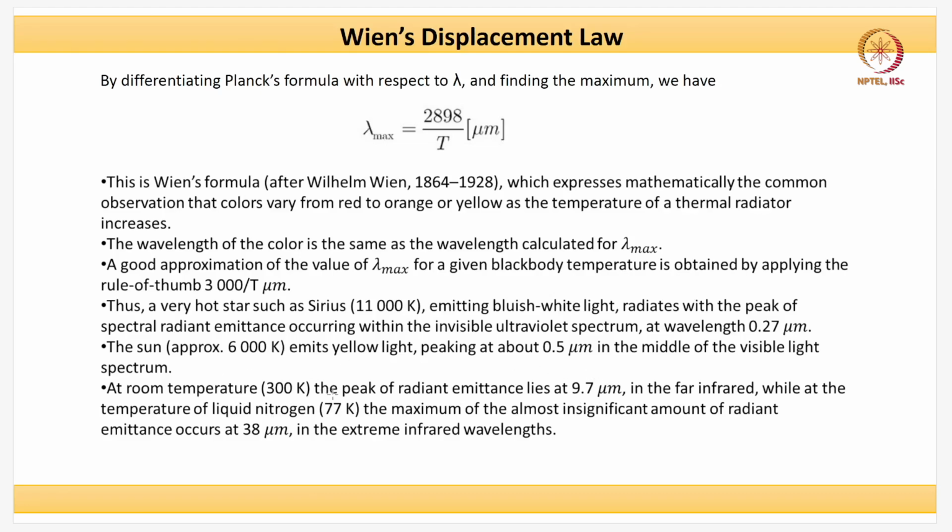Because you are trying to measure not objects like stars, but objects which are around room temperature or a little bit higher than that. The temperature of liquid nitrogen is 77 Kelvin, and the maximum, almost insignificant amount of radiant emittance occurs at 38 micrometer, which is in the extreme infrared wavelength.